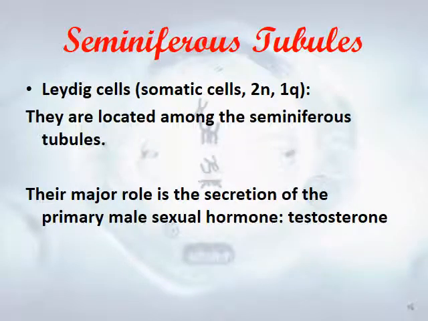Leydig cells. Leydig cells, they are somatic cells, 2N, 1Q. They are located among the seminiferous tubules. Already we discussed this in the video before. And the major role is the secretion of the primary sexual hormone, the testosterone.